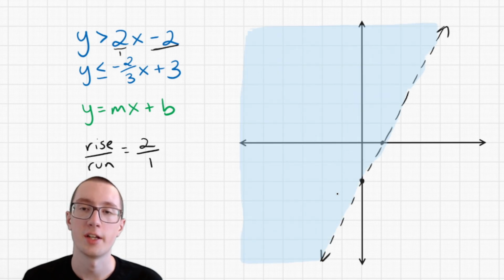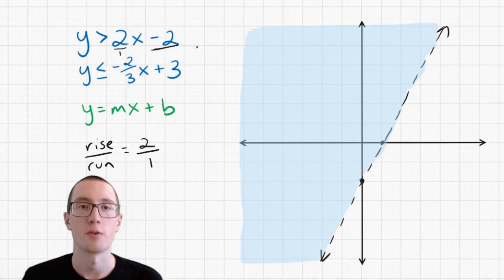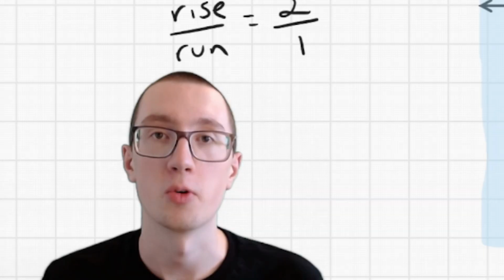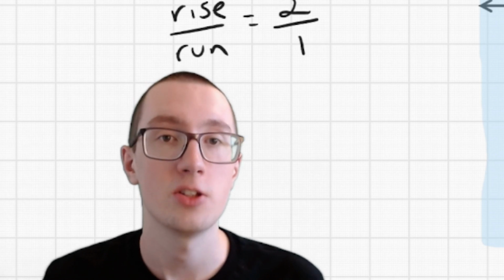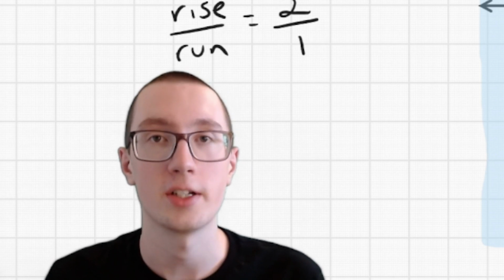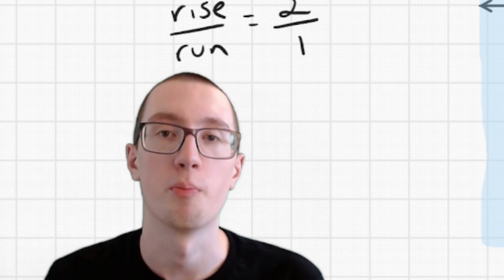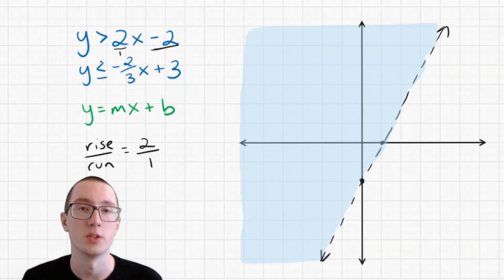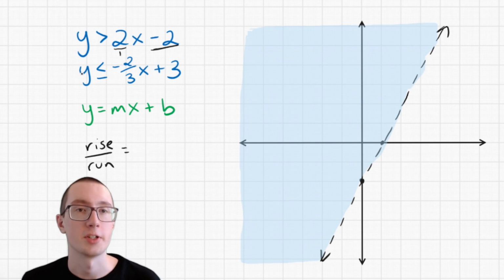So I have now shaded in everything that is above the line, and this is going to be the answer for our first inequality. But remember, we're trying to find the answer to the system of inequalities, and that's only going to include what is an answer of both inequalities. So we need to do the second one now to figure out where that is. So let's go ahead and graph the second one now.